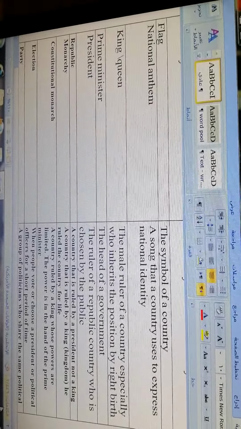We also talked about national anthem. It is actually the song that we sing in morning assemblies, in football matches. It also expresses our national identity. We talked about prime minister, and we said that prime minister can be found in the republic and in the kingdom, and he is the head of a government.